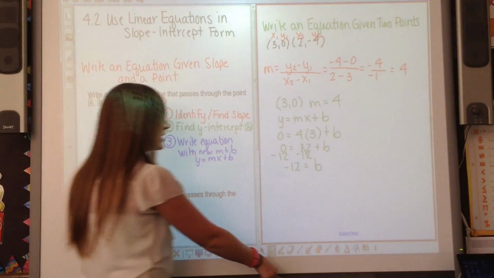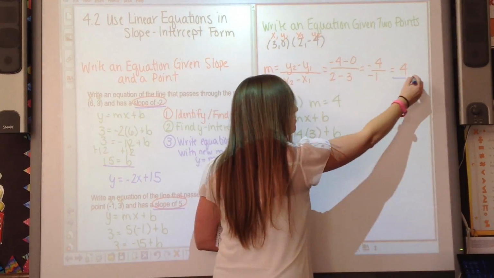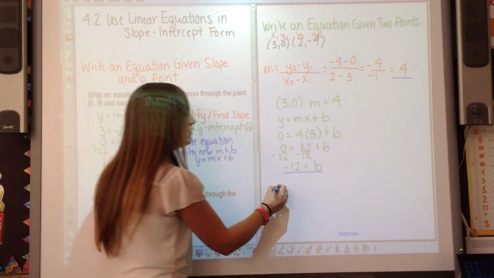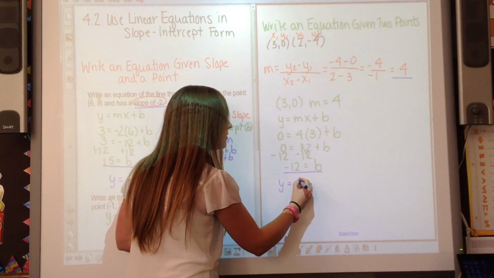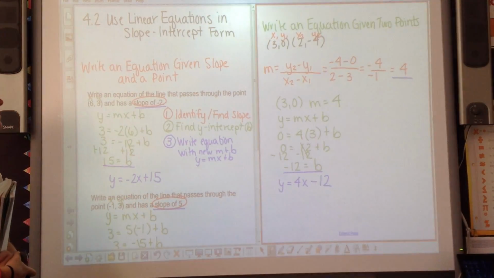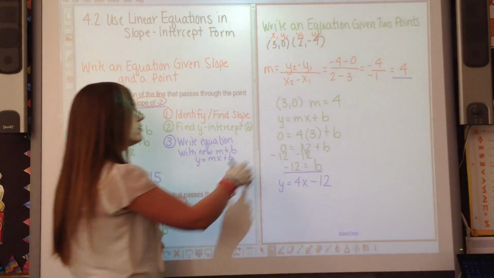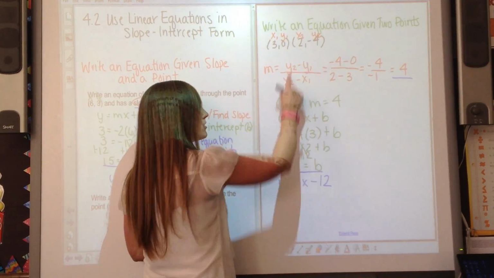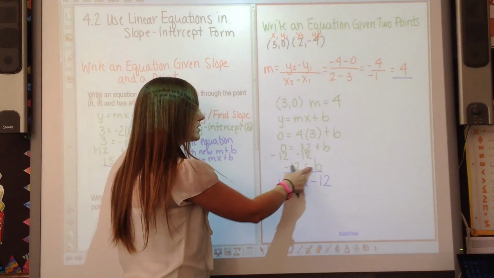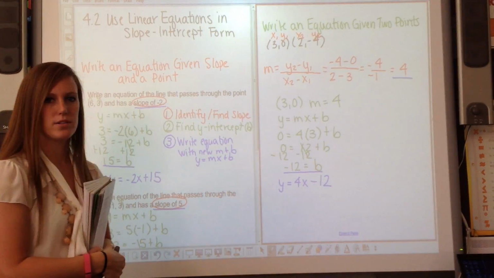My last step is to write an equation. After I have a slope and a y-intercept, I'm going to plug it right into slope-intercept form. y equals 4x minus 12. If you would have picked the other ordered pair here, 2, -4, you still would get an answer, or you would still get a b of -12. Either one is going to work out.